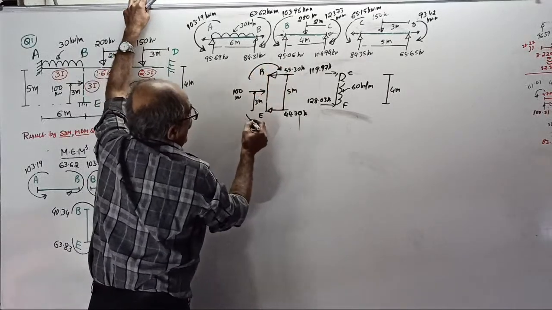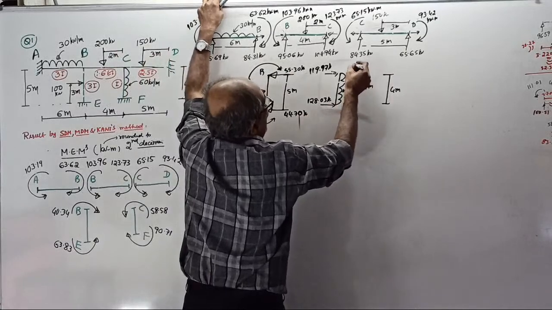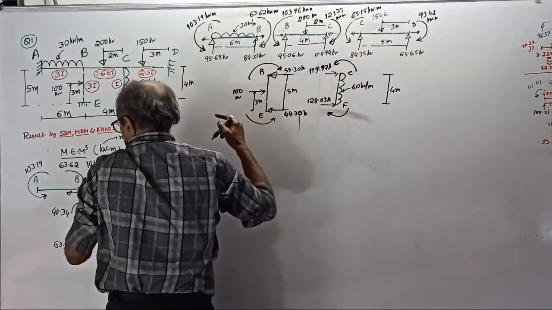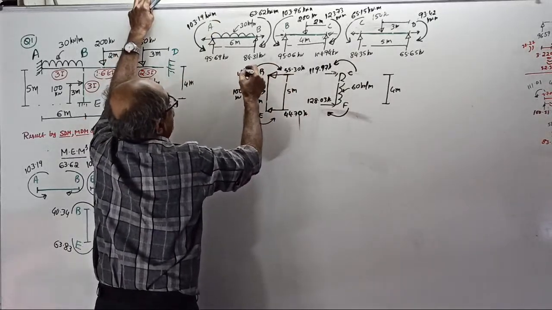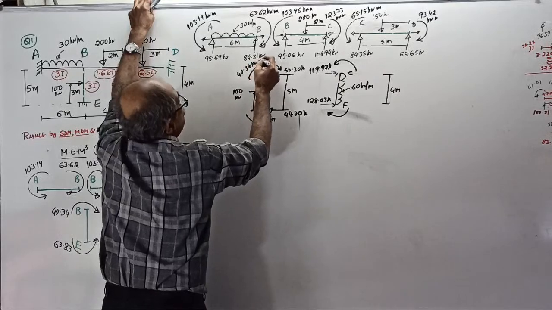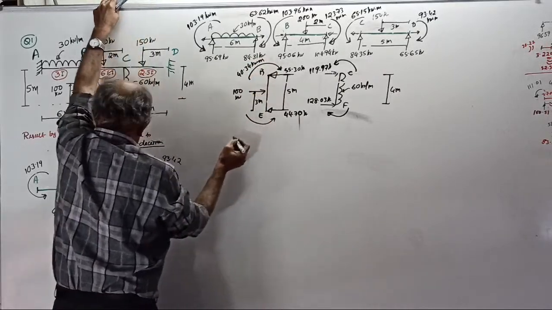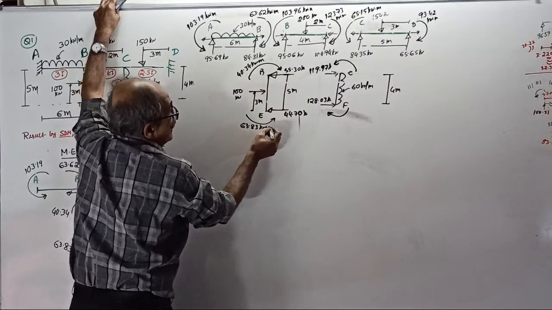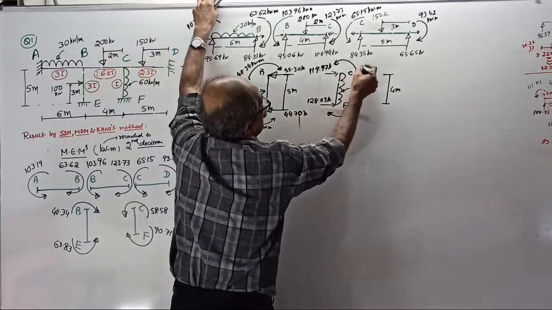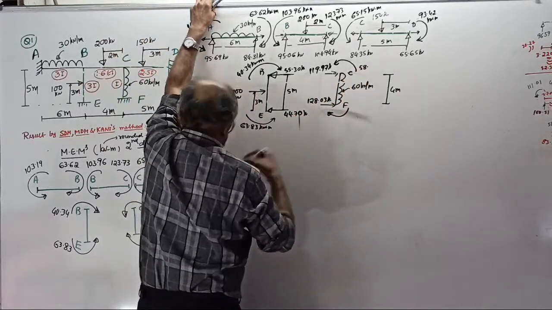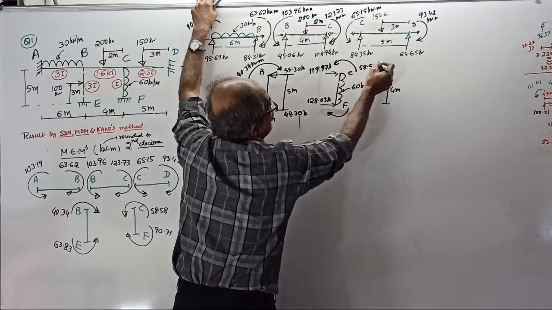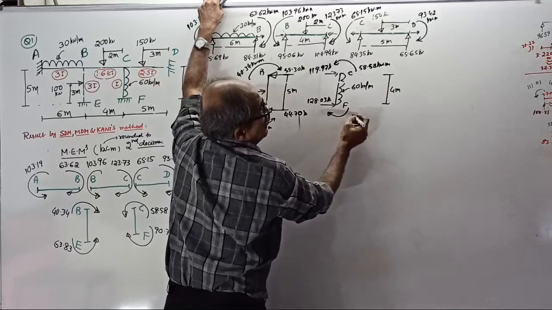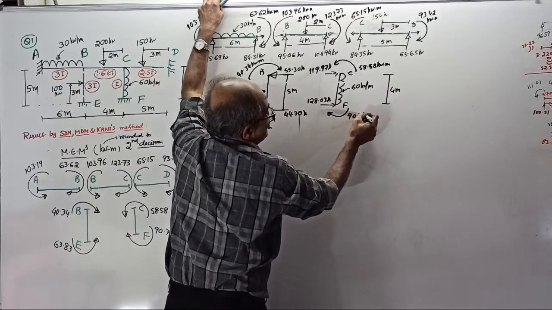And moment at the top here, there is a clockwise moment. Here anti-clockwise moment. Here there is an anti-clockwise moment. There is a clockwise moment. This clockwise moment is 40.34 kilonewton meter. Anti-clockwise of 63.83 kilonewton meter. Here moment is anti-clockwise of 58.58 kilonewton meter. Clockwise of 90.71 kilonewton meter. I made it as correct as possible.